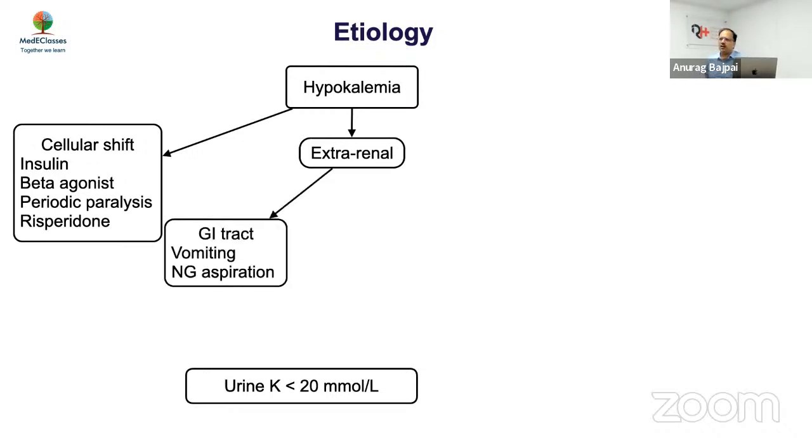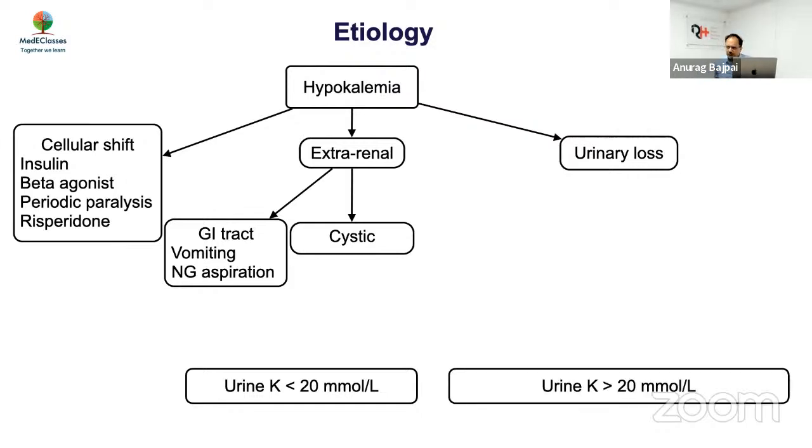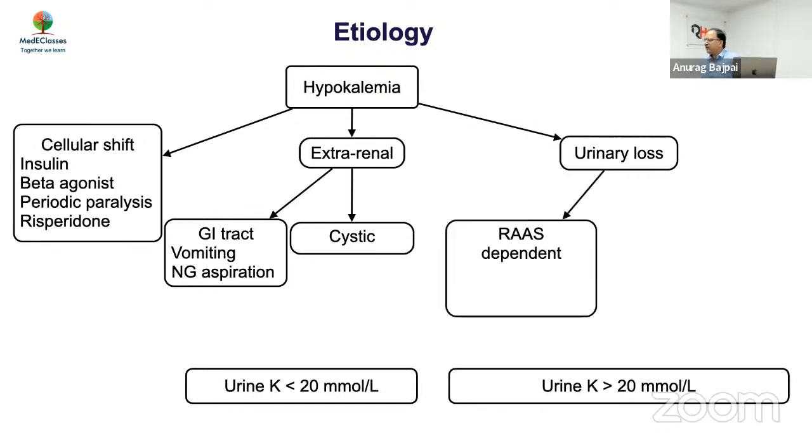So you will have vomiting or NG aspiration, or you have cystic fibrosis in which you are losing through the skin from that regards. Now, you can also have a urinary loss in which your urinary potassium will be high. And in this scenario, the problem could either be because of the RAS dependent pathway, which will basically be characterized by a hypertension in that regards.